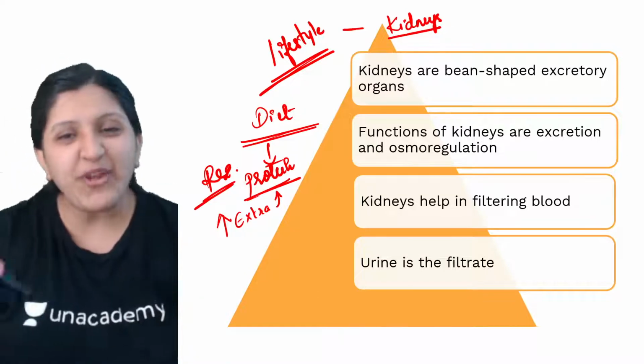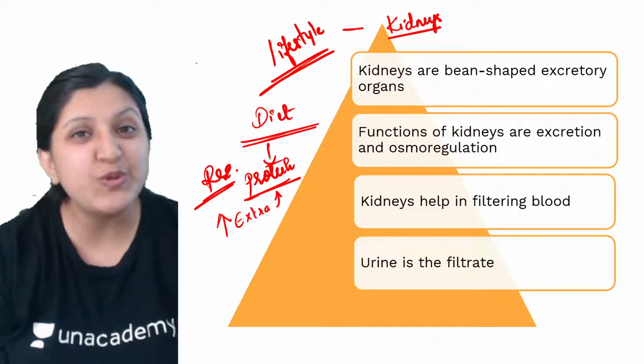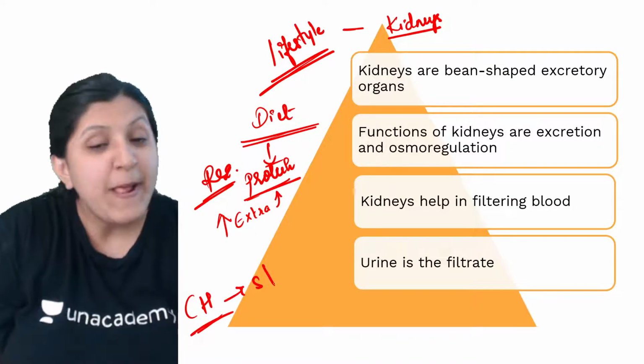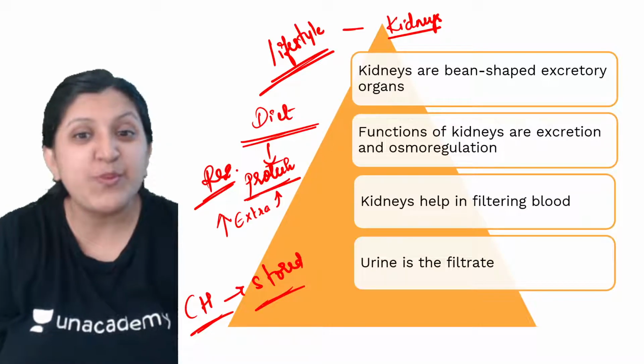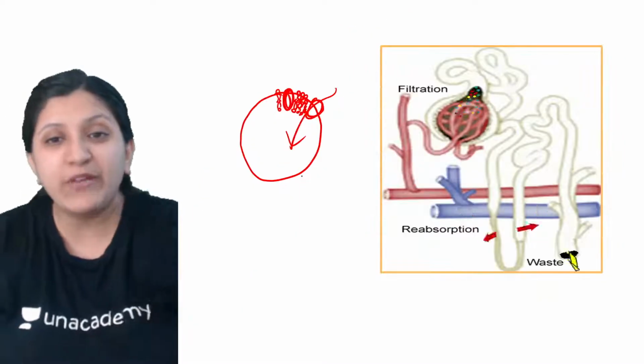So when you do that, the carbohydrate part, you are consuming in excess. You know that carbohydrates are stored in our body, but this is not the case with proteins. Proteins are not getting stored. So the excess amount of protein, what happens to it?